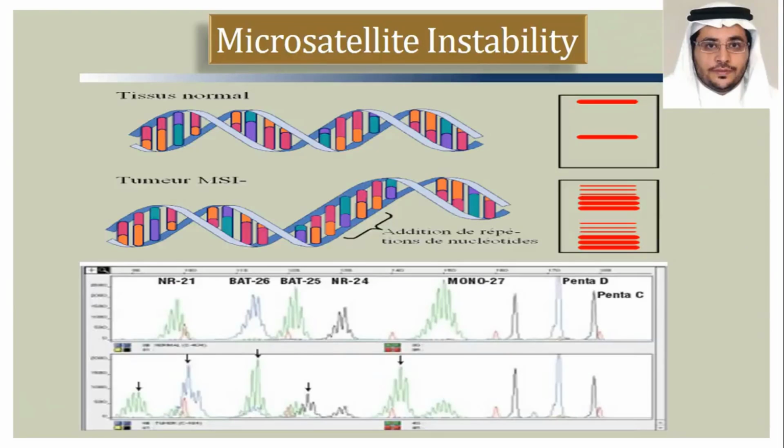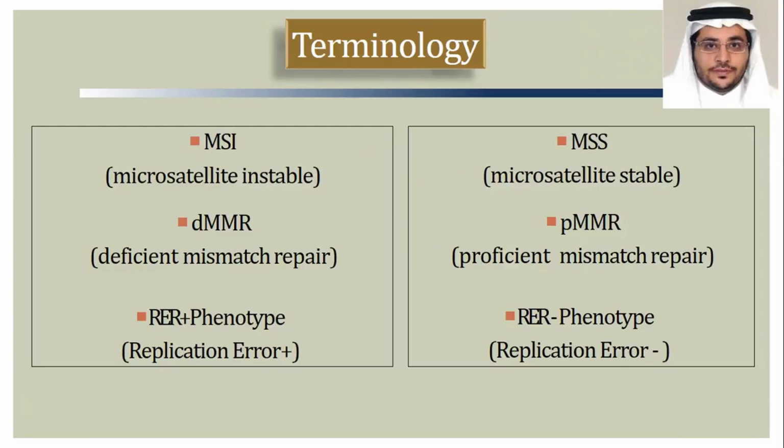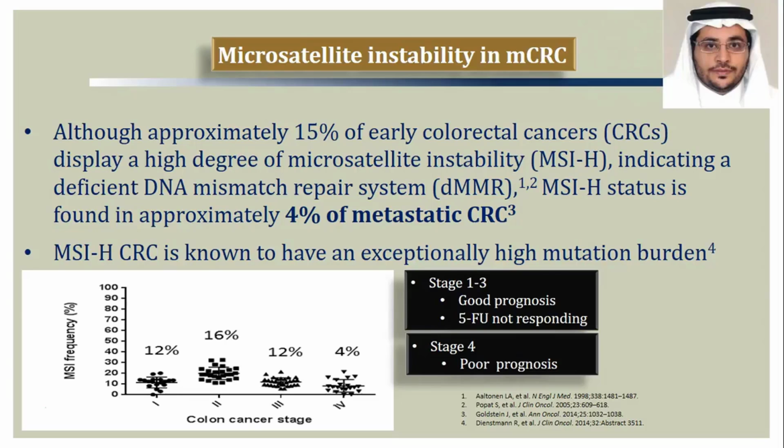Now, we know the idea of microsatellite stability and instability, and I'm not going to discuss it. There is a very important terminology: MSI is the same as deficiency in mismatch repair, and the same as replication error positive. On the right side, microsatellite stable disease, or proficient mismatch repair, is again the same story, and what's called replication error negative is the same. We always find this in a lot of our literature. So it carries almost 15% of all patients with colorectal cancers.